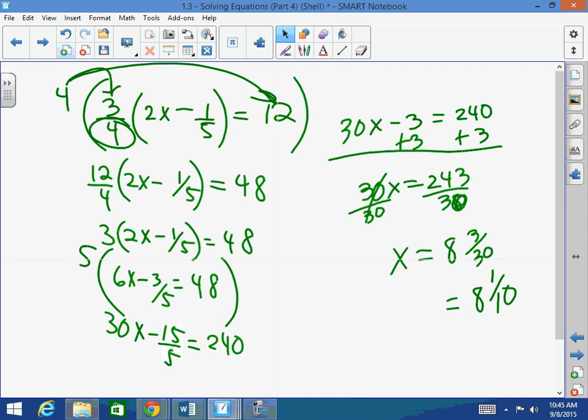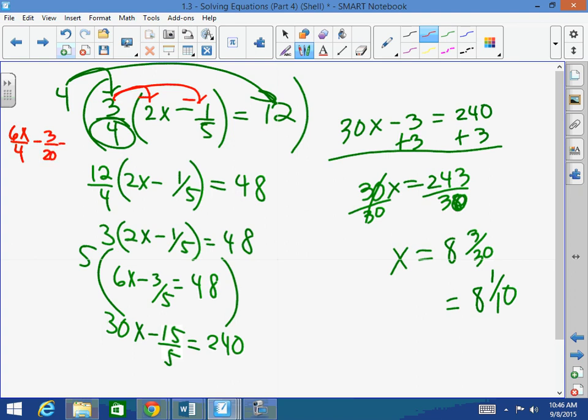Or you could have distributed the 3/4 from the beginning and then had 6x over 4 minus 3/20 equals 12. And then you find the LCD for that, which would have been 20. Multiply that to everything and then solve from there.